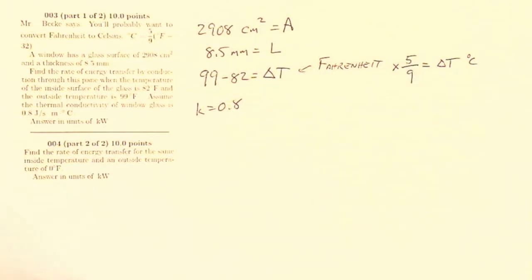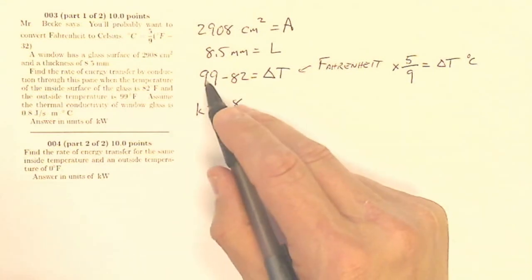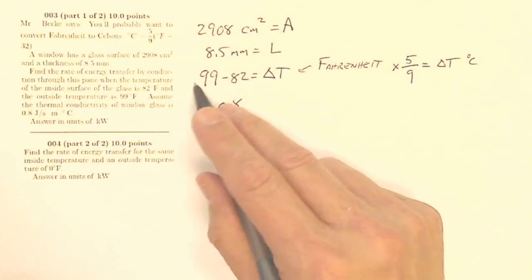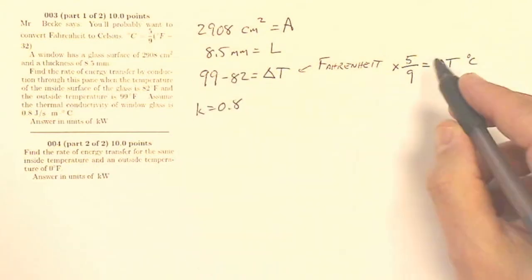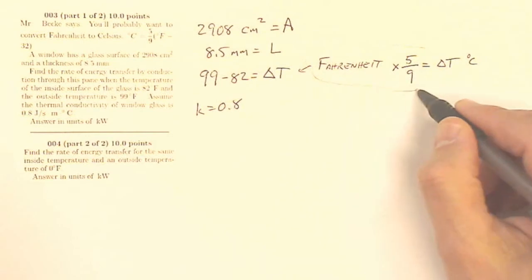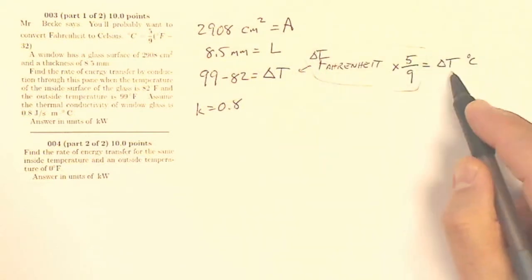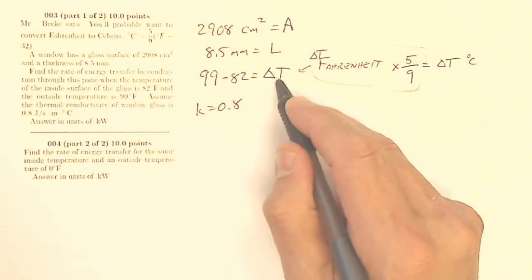You might say, well, what about the minus 32? Well, if I have this minus 32 and this minus 32, then the minus 32 gets canceled out in that operation. So really, you can just take 5/9 of your Fahrenheit delta. If you take 5/9 of your delta T in Fahrenheit, it'll give you your delta T in Celsius. So that's a trick with that.